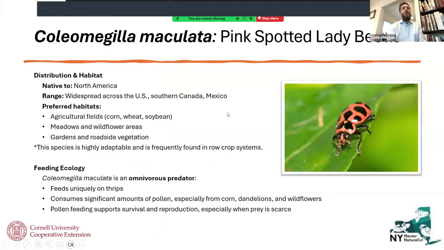Their preferred habitats, this one, agricultural fields, specifically they like the corn, wheat, and soybean, meadows and wildflower areas, gardens and roadside vegetation. And this species is highly adaptable, so it does make it very attractive for farmers in the ag industry to use to control pests.